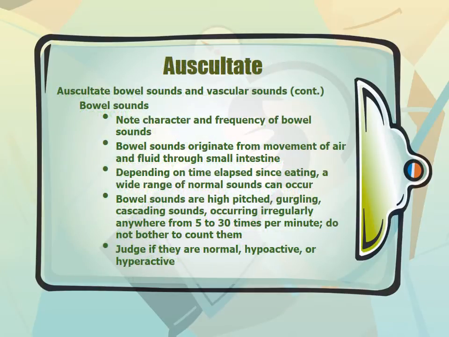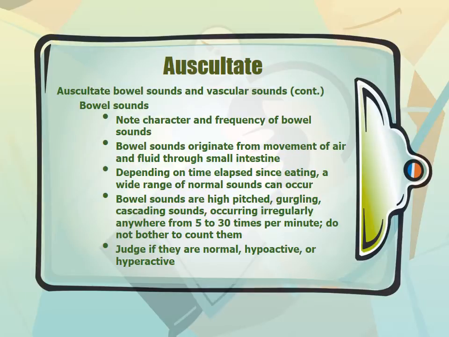Auscultate. We know that inspecting, of course, is the first thing that we're going to do, but with the abdomen, instead of palpating or percussing, we're going to auscultate. So we're going to listen first. We are going to make sure that we listen in all four quadrants. We want to note the character and the frequency of the bowel sounds. So we want to know, are they having bowel sounds at an increased rate or at a decreased rate? Would we call them hyperactive? Would we call them hypoactive?